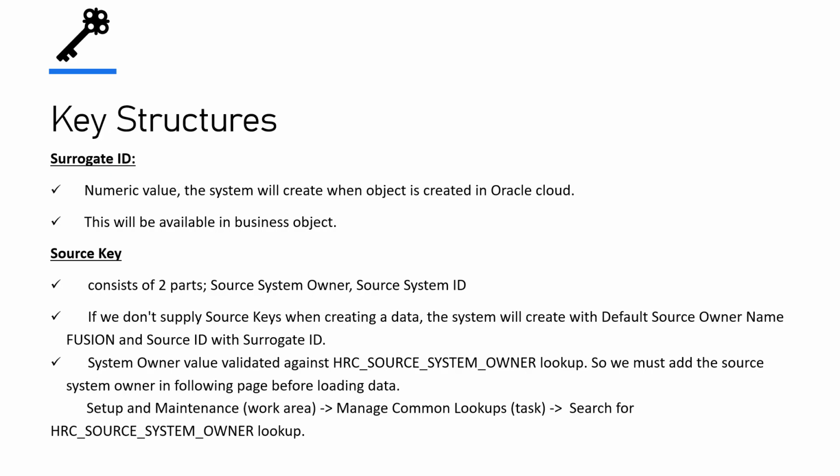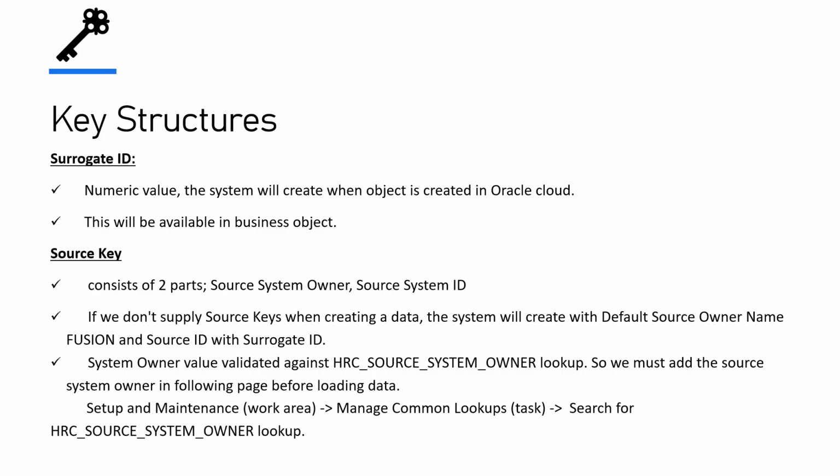The third one is the surrogate ID. A surrogate ID is a completely numeric value, and it is also created by the system whenever a row is created in Oracle Cloud. It acts as the primary key of that object. Once it is created, you can use it whenever you want to update that row, and you can use this surrogate key to map to the integration key map table.